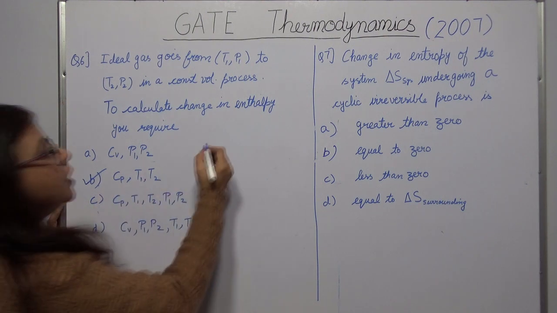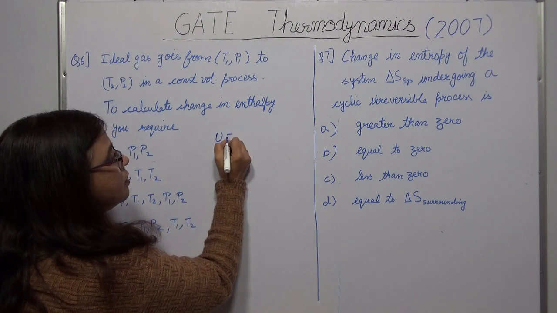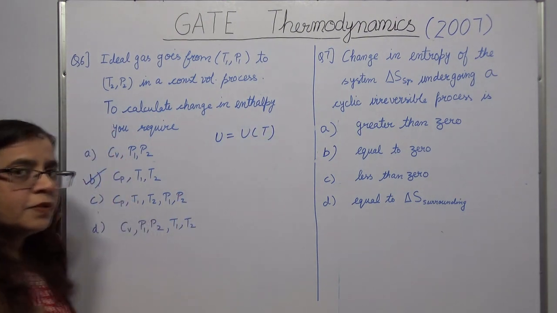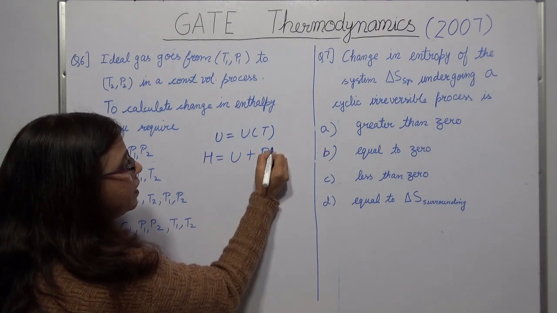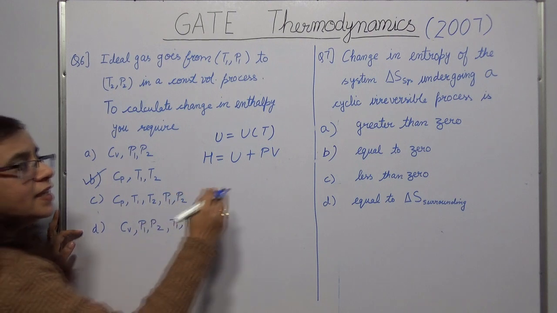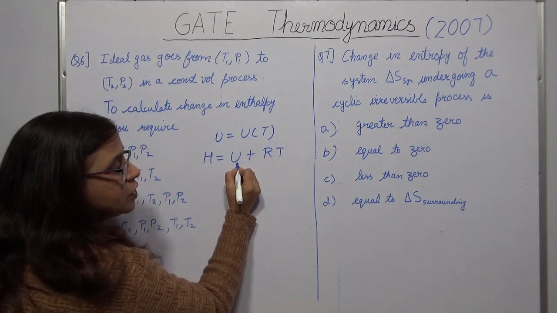So you all know that for an ideal gas, U is a function of temperature only. Now how do you write H? H is written as U plus PV. For an ideal gas, instead of PV, I can write RT. U is a function of T.